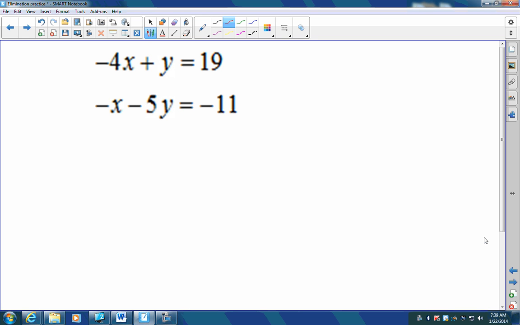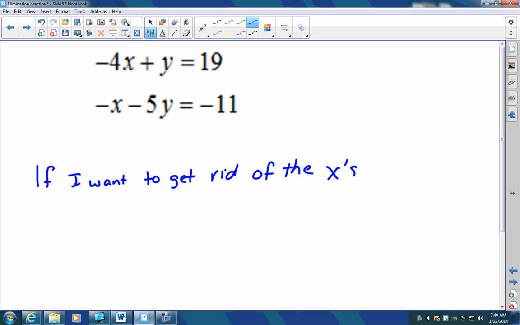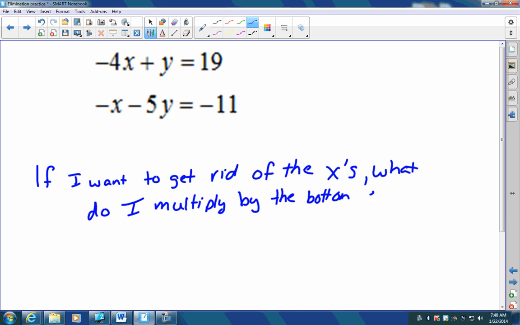Hint, hint, hint. You're going to see this question again. Listen to my question for you for this one. If I want to get rid of the x's, what do I multiply the bottom equation by? Don't answer yet. So if I wanted to get rid of these x's, what would I have to multiply the bottom equation by in order to make that happen?